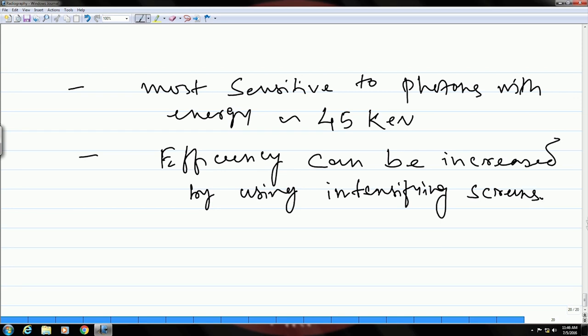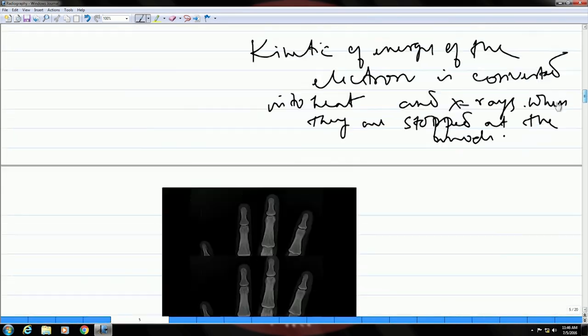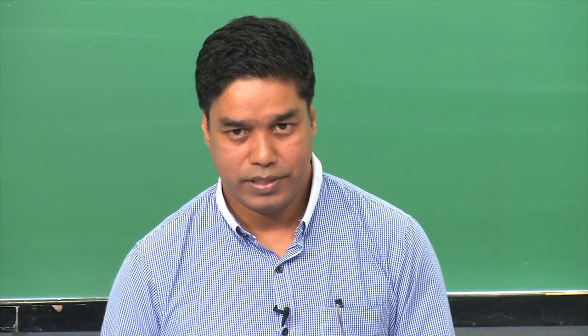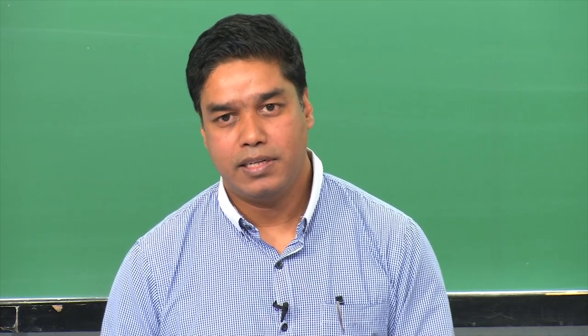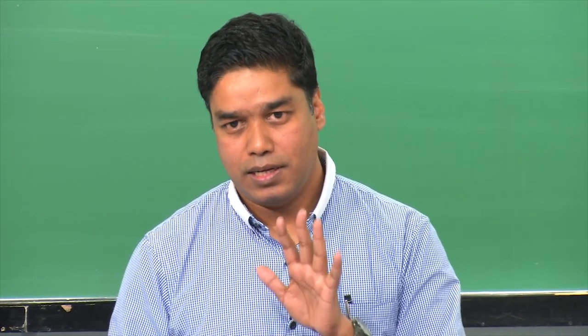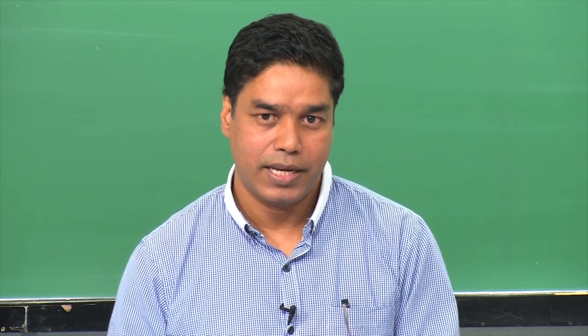Now you can easily correlate, if you go back to that image that I showed you in the beginning, why these bones are appearing white, because you have used this photographic film which gets darkened when it is exposed to X-rays, and this darkening depends on the amount of energy falling on it. Since the bones absorb the maximum amount of energy, the X-ray intensity coming out from the bones will be much lower compared to the rest of the body part, and as a result these bones will appear white, because the extent of darkening will be lower.